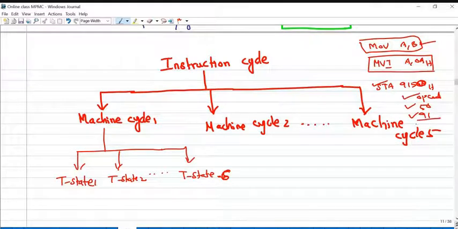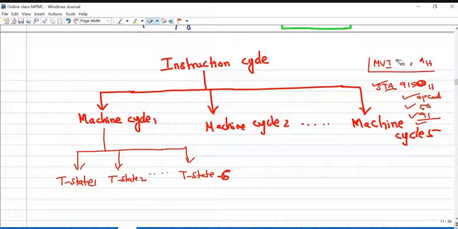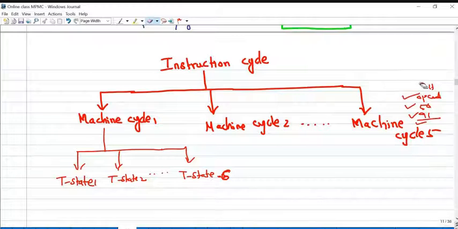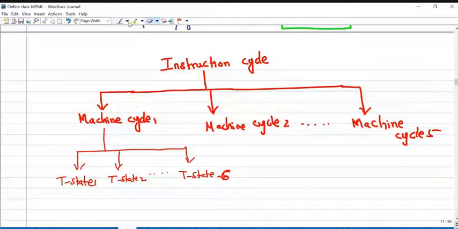Once everything is completed, then a memory write, that is a store operation, storing the accumulator content in memory location 9150. So 1, 2, 3, 4: four machine cycles are required to execute this instruction. Depending on the type of instruction, the instruction cycle may vary. It may be either one machine cycle or more, but the maximum is 5 machine cycles. And one machine cycle requires a minimum of 1 T state to a maximum of 6 T states.